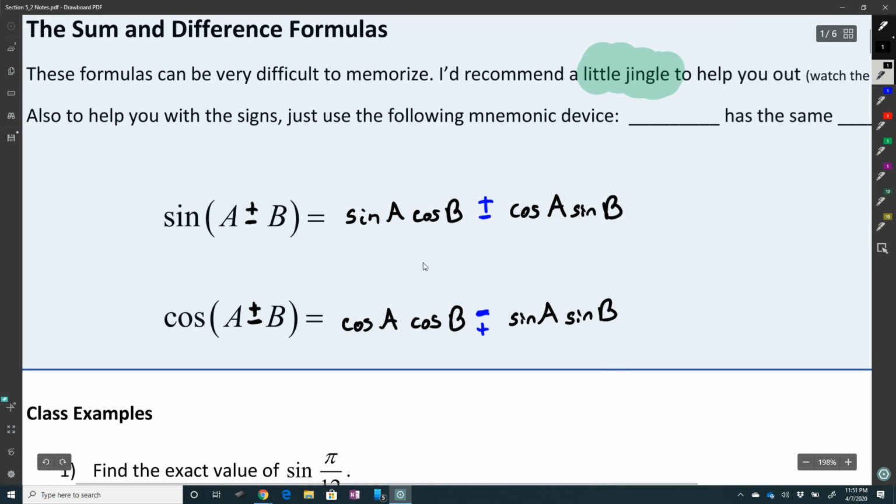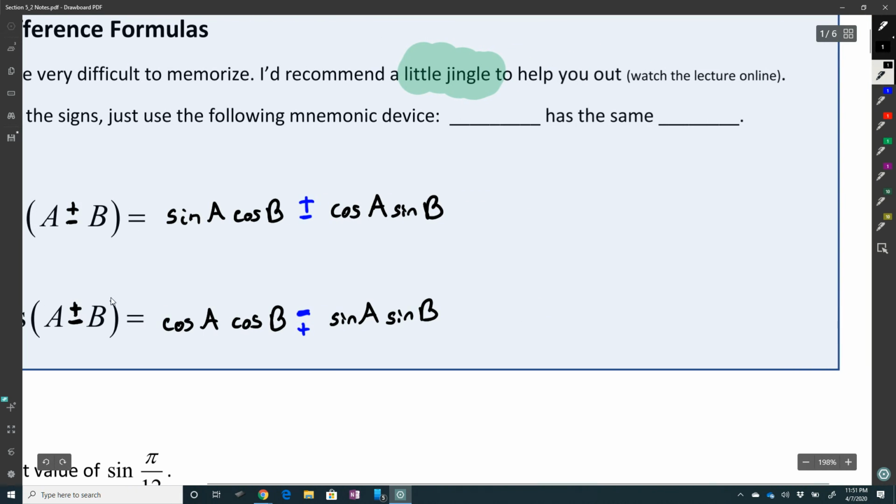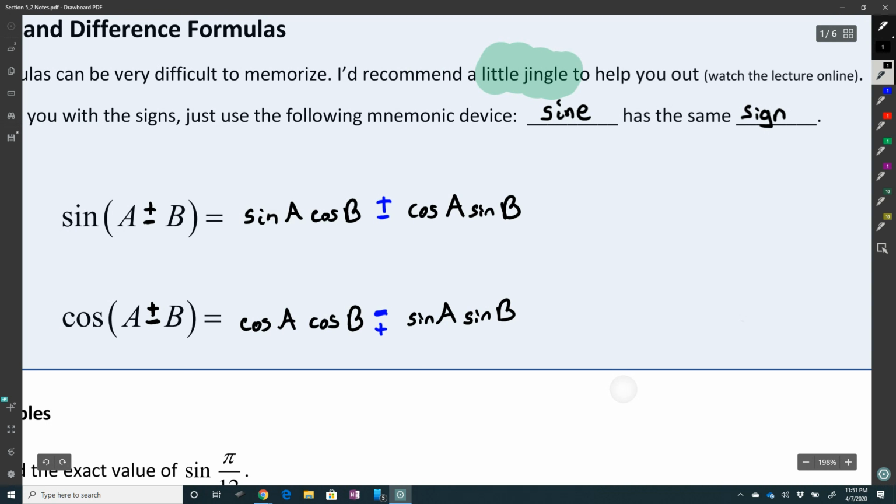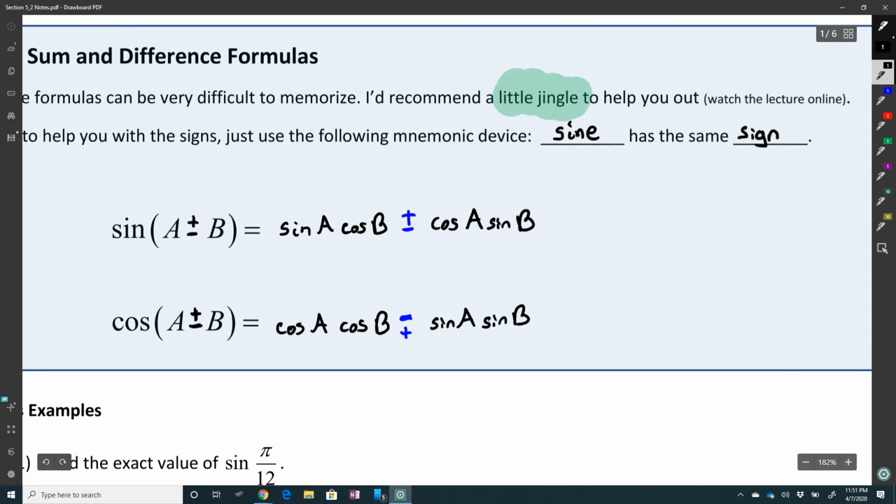And when you start it, it's sine and cosine. And notice that the formulas are sine first and then cosine second, the two formulas that you're memorizing. As far as which one flips and which one doesn't, another mnemonic device to use is that sine has the same sign. If it's plus, it's going to be plus in the middle. Minus, it's going to be minus in the middle. For cosine, if it's plus or minus, the sign's going to flip, based on what it was when it started.